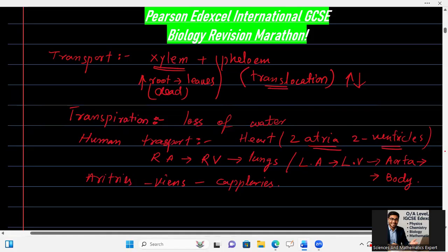I have explained arteries, veins, and capillaries one by one. If you are still confused, take 15 seconds back and scroll up.